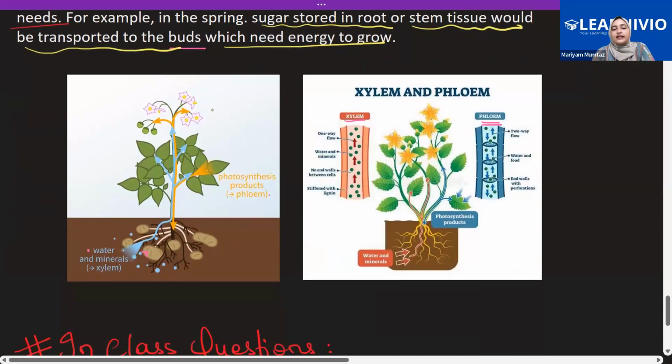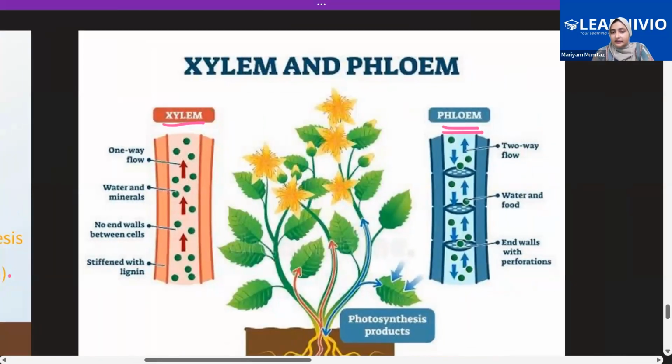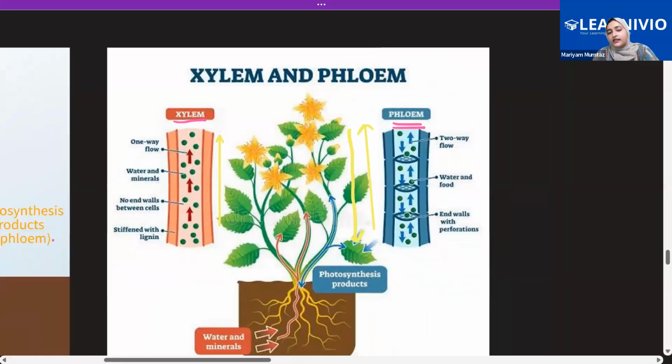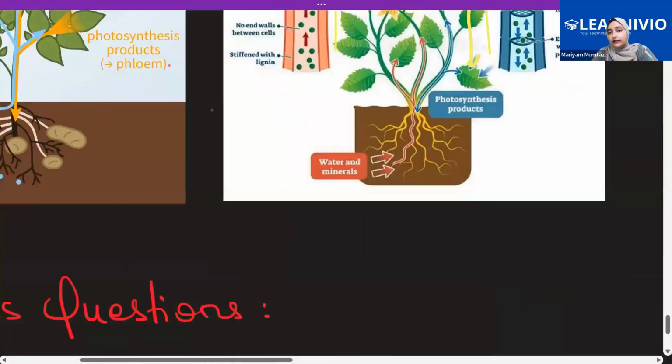Yes, ma'am. And see, this is the picture that depicts the same exact thing. While the transportation is happening through the xylem, it is taking place in a single direction. Whereas in the case of the phloem, it takes place from top to bottom, and from bottom to top. Clear? Okay, ma'am. But what is the major difference?